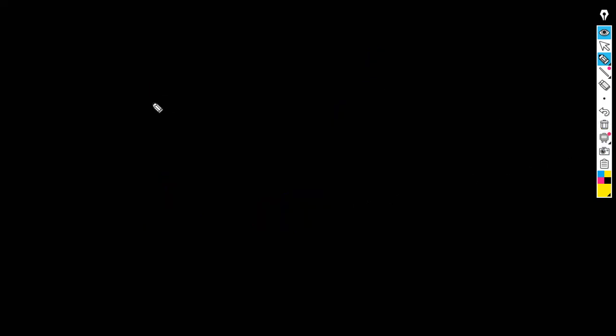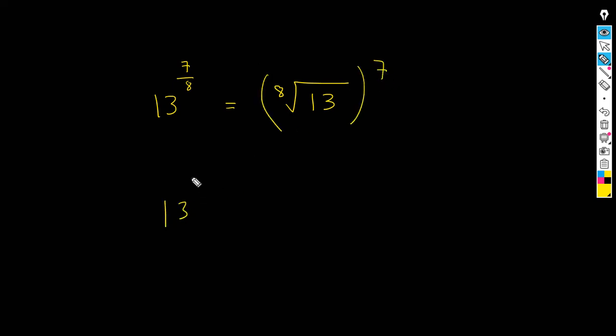Another example: 13 to the 7 over 8. You can interpret this as the 8th root of 13 to the 7, or as the 8th root of 13, raised to the 7. Both of these things are exactly the same. Which way you want to use, it's up to you.